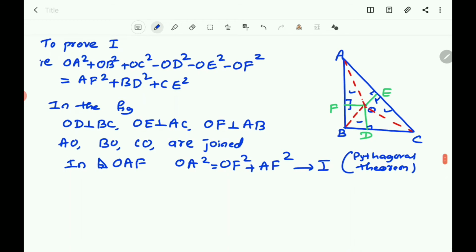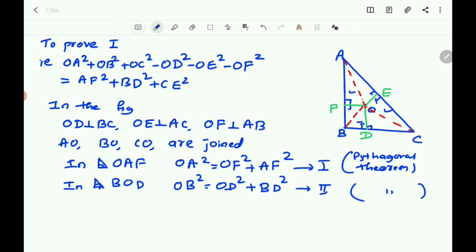Next you take the right angle triangle BOD. In the right angle triangle BOD, again you apply the Pythagoras theorem. OB is the hypotenuse here, as angle ODB is the right angle. You write OB square is equal to OD square plus BD square. We consider this second. The reason is the same, Pythagoras theorem.